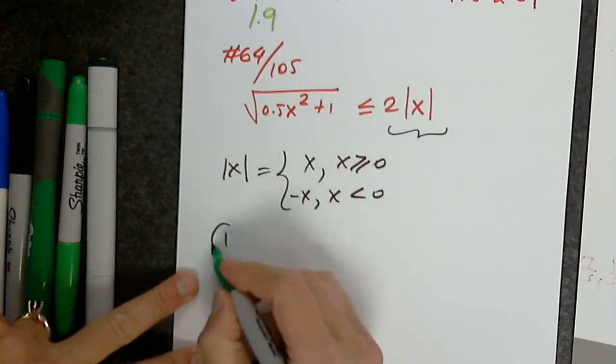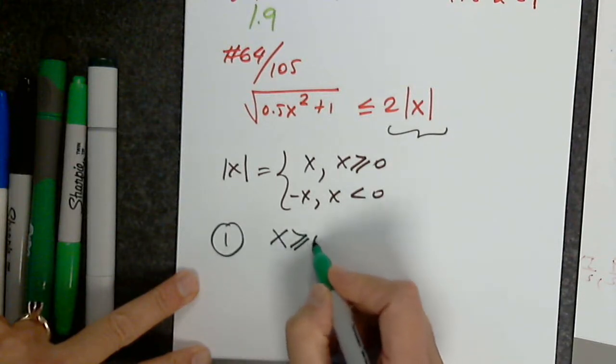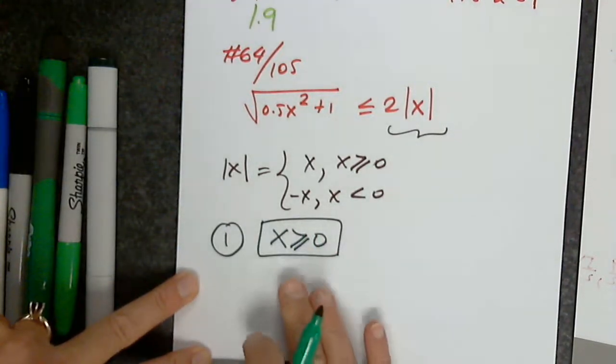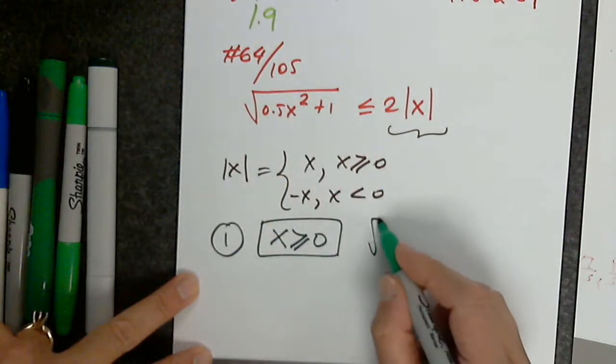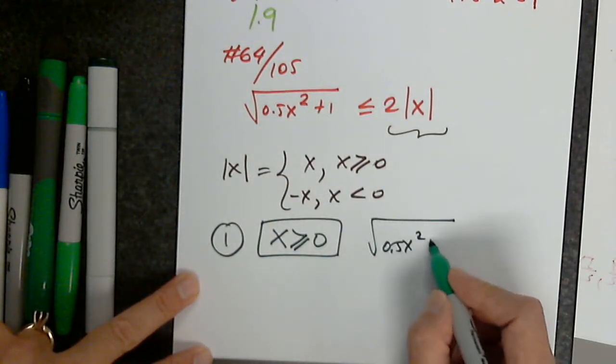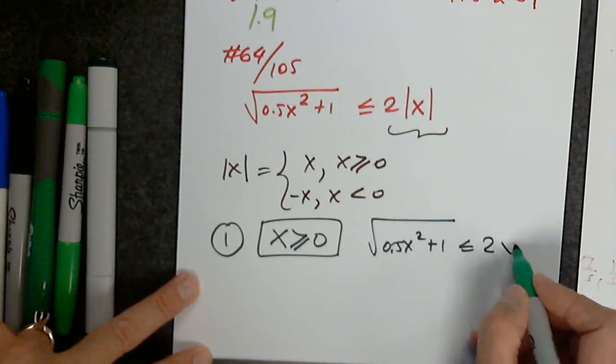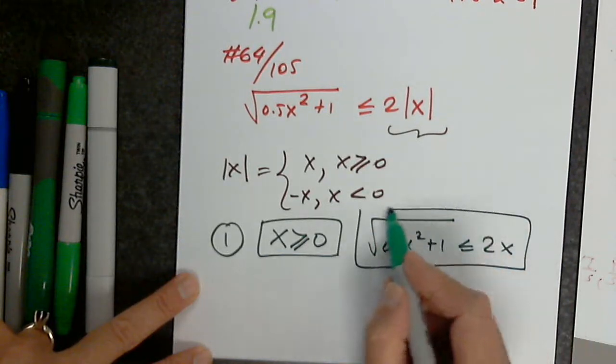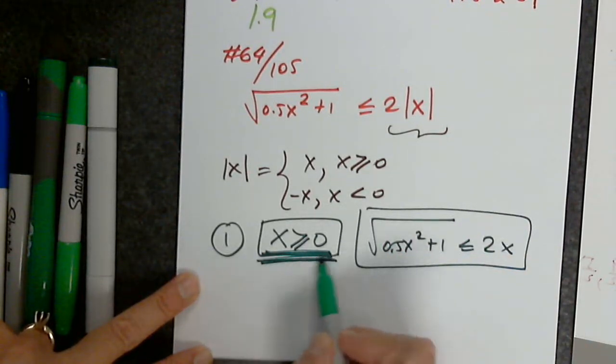Situation number one, when x is greater than or equal to 0. This is now carved in stone. The inequality is the square root of 0.5x squared plus 1 less than or equal to 2x. We will try to solve this in this domain.